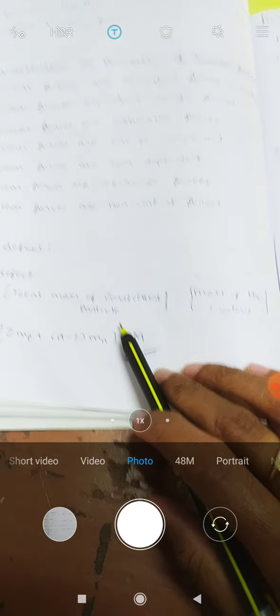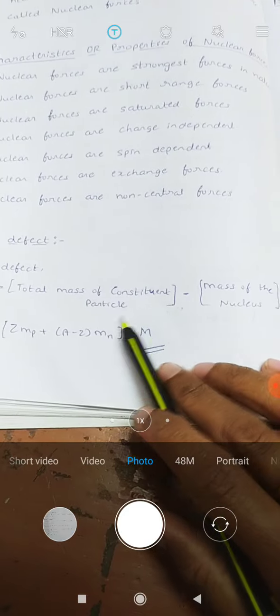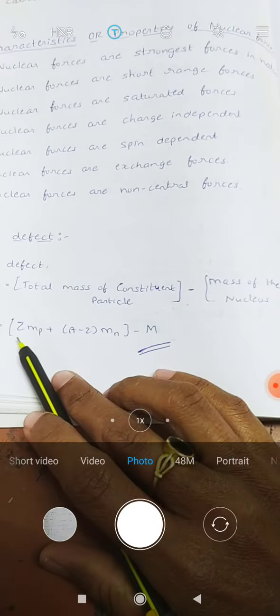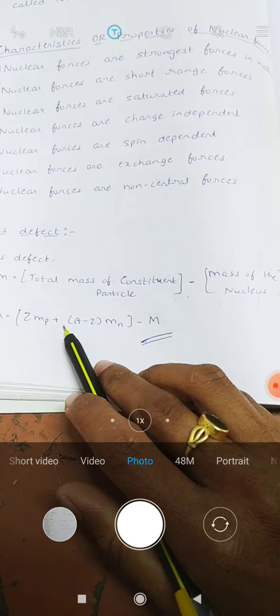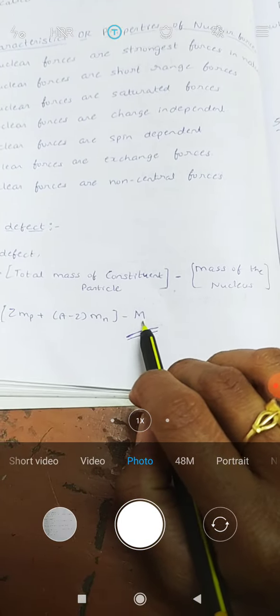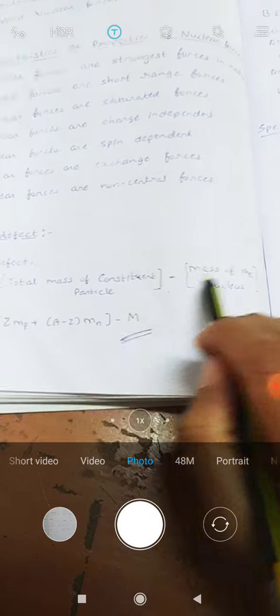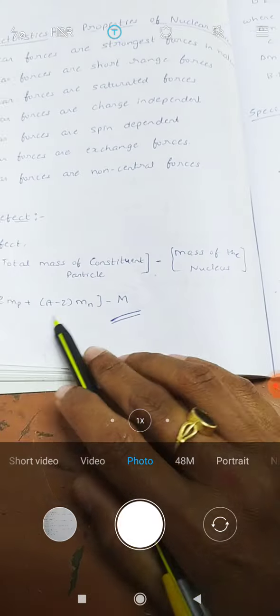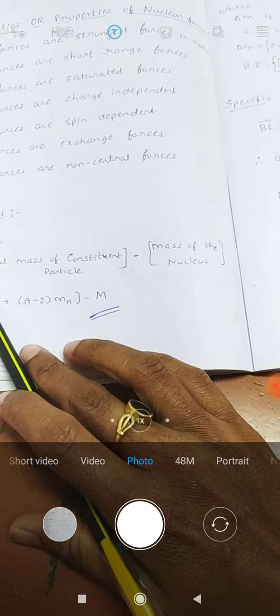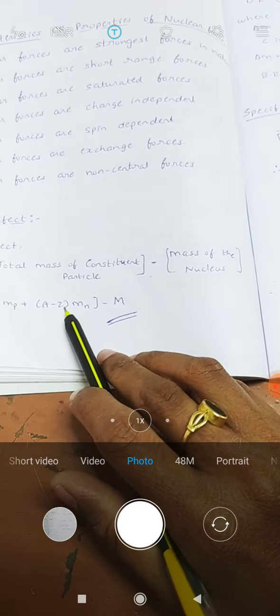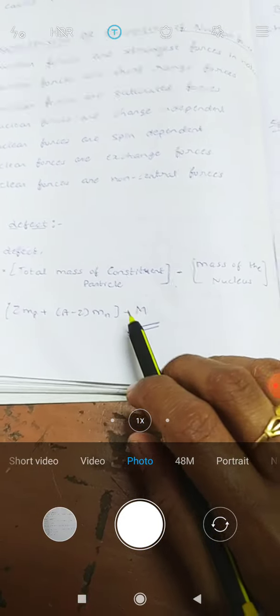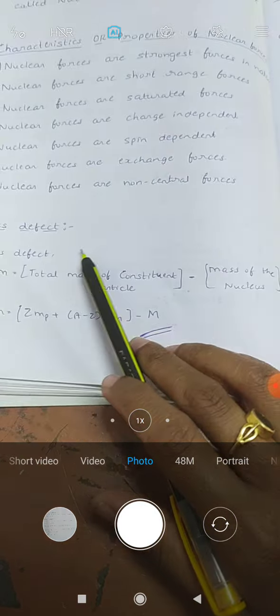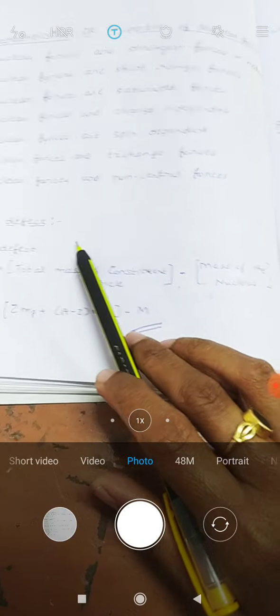So we already know the expression for the mass of the constituent particles, that is delta m, which is equal to z into mp plus a minus z into mn minus m, where capital letter M is the mass of the nucleus, and mp and mn are the mass of the protons and the mass of the neutrons. Z is the atomic number. A minus Z is the number of neutrons present inside the nucleus of the atom. This is the expression used to calculate the mass defect of the nucleus of the atoms.